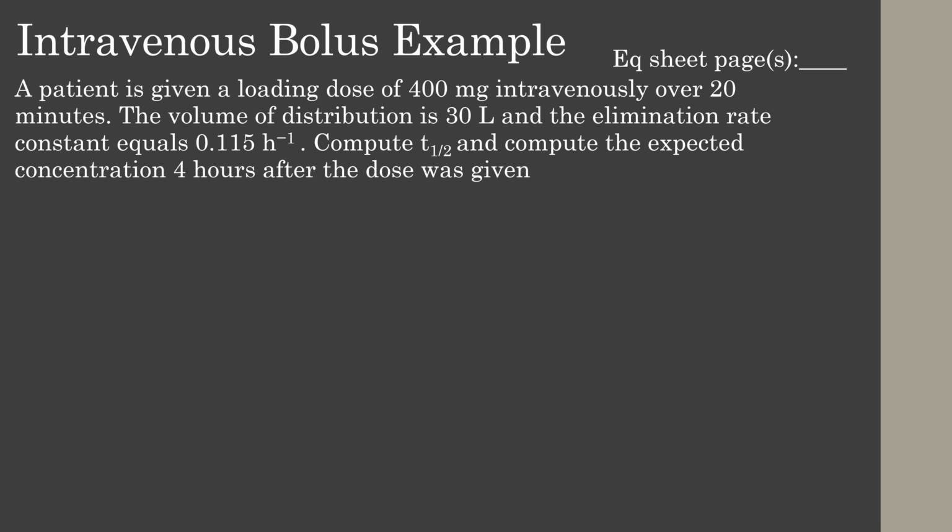Half-life, again, is found on page 1. It's the first one. You'll do this calculation a quadrillion times, so get used to it. It is 0.693 over KE.